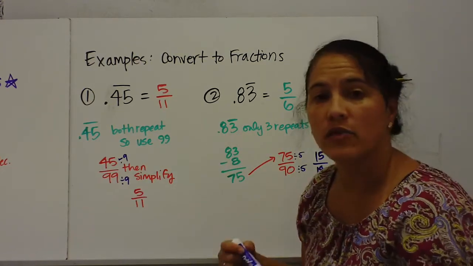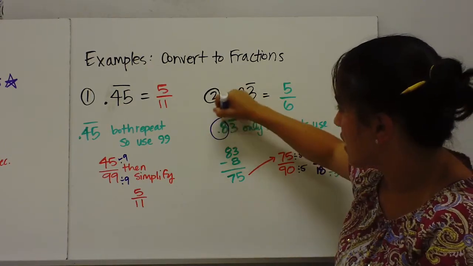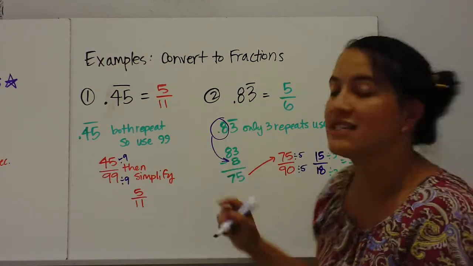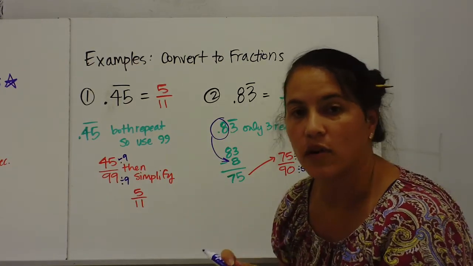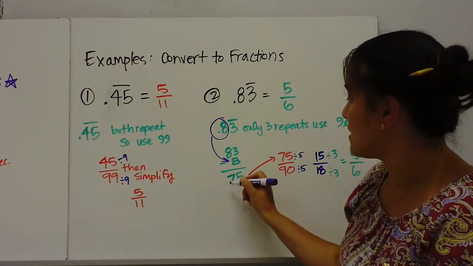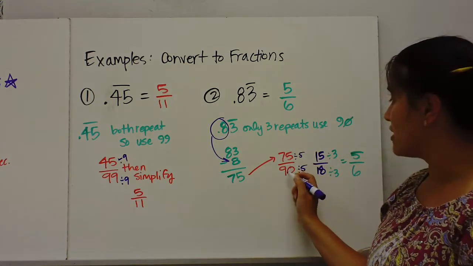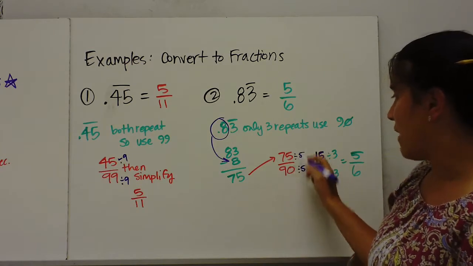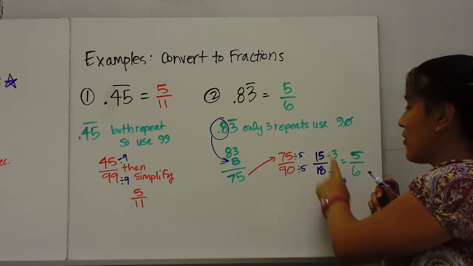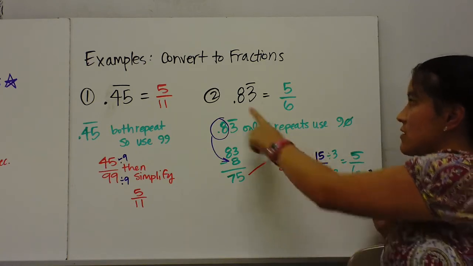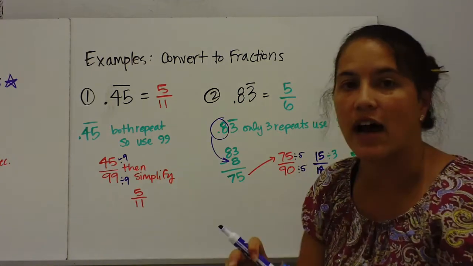To get the numerator, we have to take the whole decimal, 83, and we're going to subtract the part that's not repeating, and that gives you 75. So that's our numerator, 75, and our denominator is 90. I divided by 5, and I got 15 over 18. And then I divided by 3 again, and I got 5 over 6. So 0.83 repeating is equal to 5 sixths.